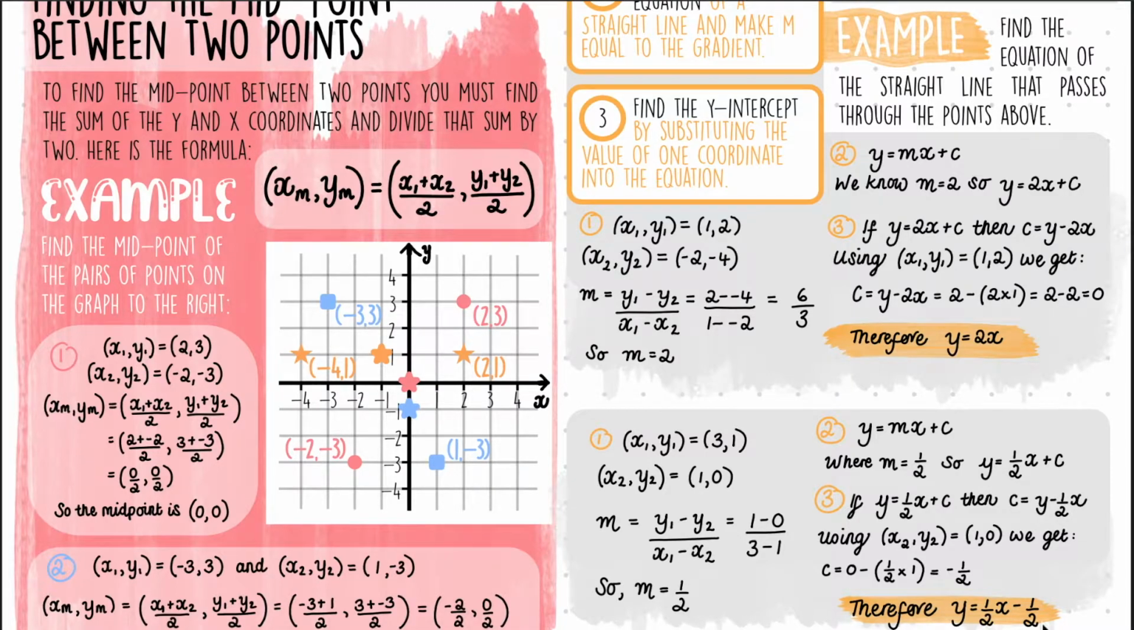Therefore, you know the value of m, you know the value of c, and so you know the equation of the straight line that passes through those 2 points.